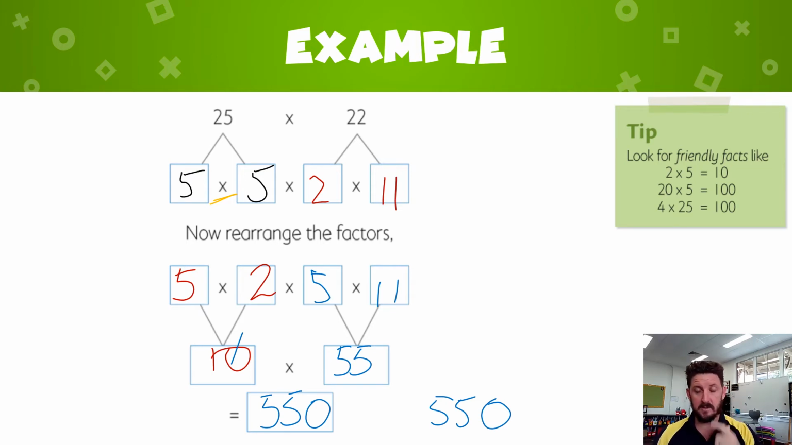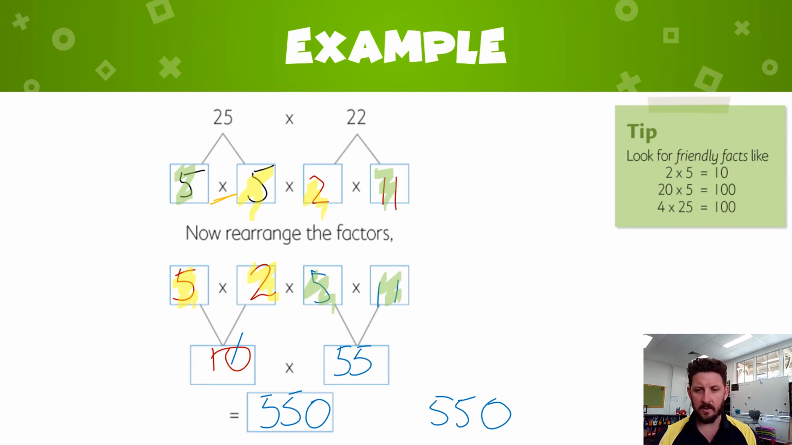So, a few key steps. First off, split up your numbers at the top with two factors that when you multiply them together, they will equate to that number at the top. A little bit like when we do factor trees. Then we're going to look for our friendly facts, and we looked and found the friendly facts of 5 and 2. We write those down the bottom here, and then what we do is we get the other two factors and we put those into here. We multiply those together, bang them up, answer done.